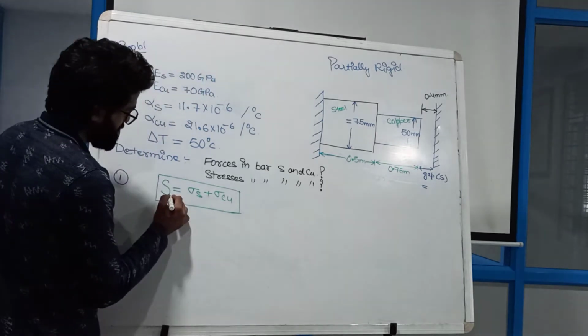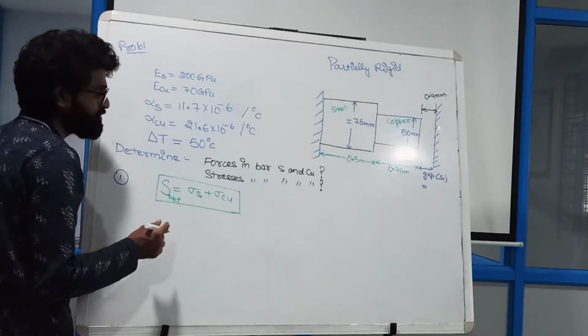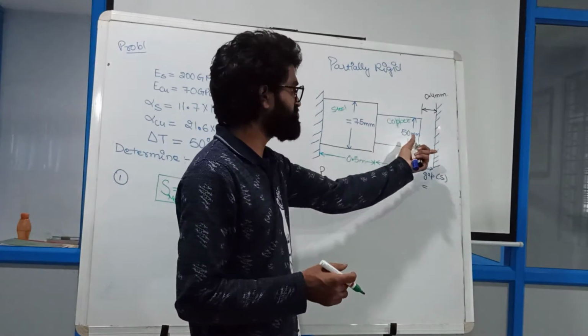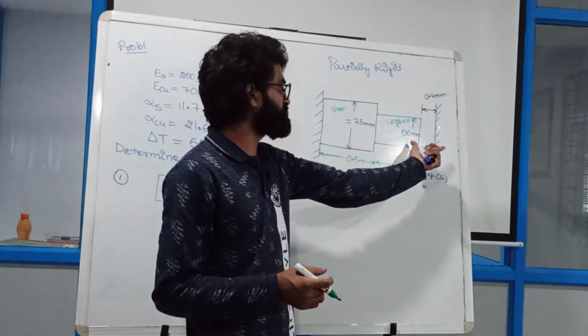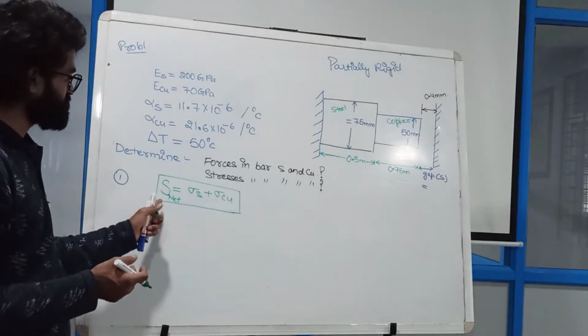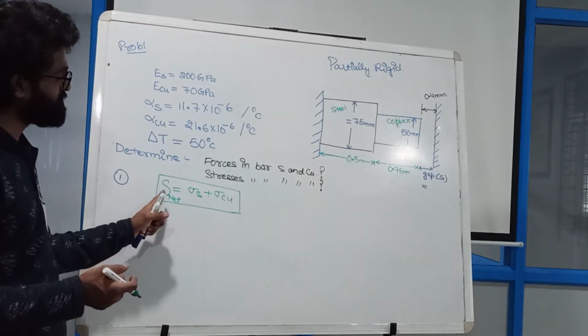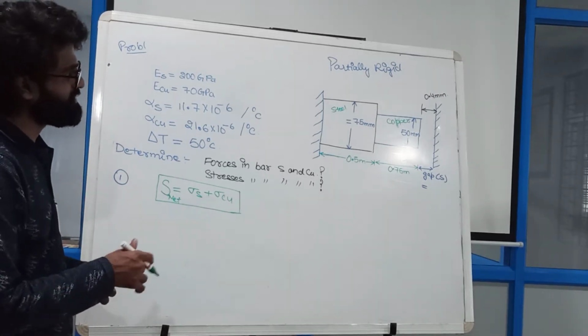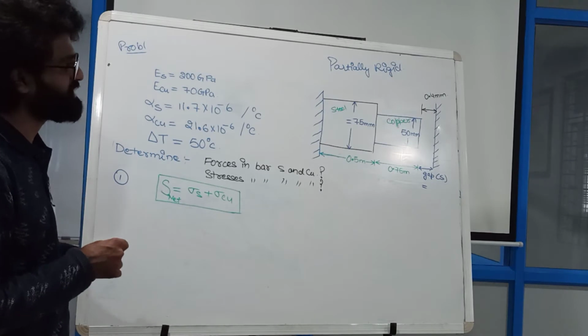This is my delta net. How do I know that? Because expansion will take place only that much, and the stress will be introduced. So the stress is introduced in the steel and the copper, and that much total change in length I have kept.